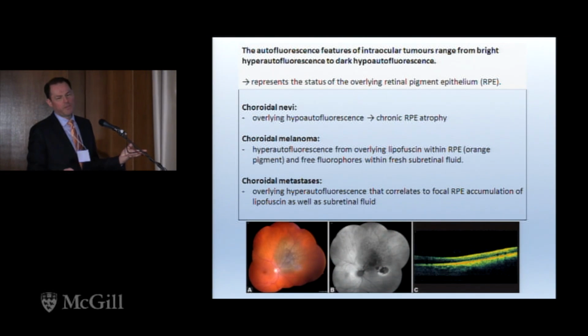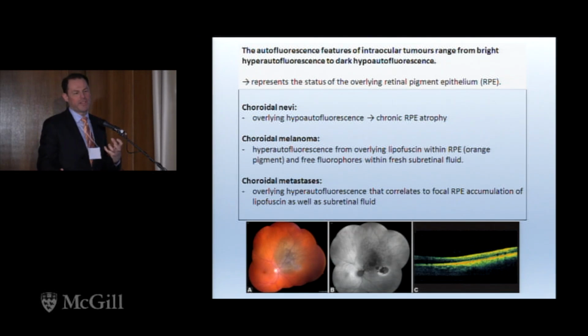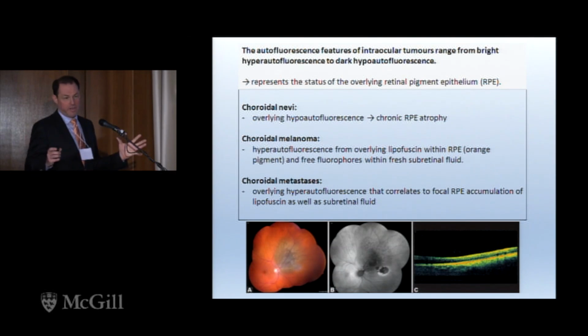So how do we use autofluorescence for tumors? Well, it's not really the tumor that's providing us useful information with autofluorescence. It's what that tumor is doing to the surrounding RPE cells that can give us some idea how this tumor is behaving. So you can see a very bright hyper-autofluorescence all the way down to a black hypo-autofluorescence based on what the tumor is doing.